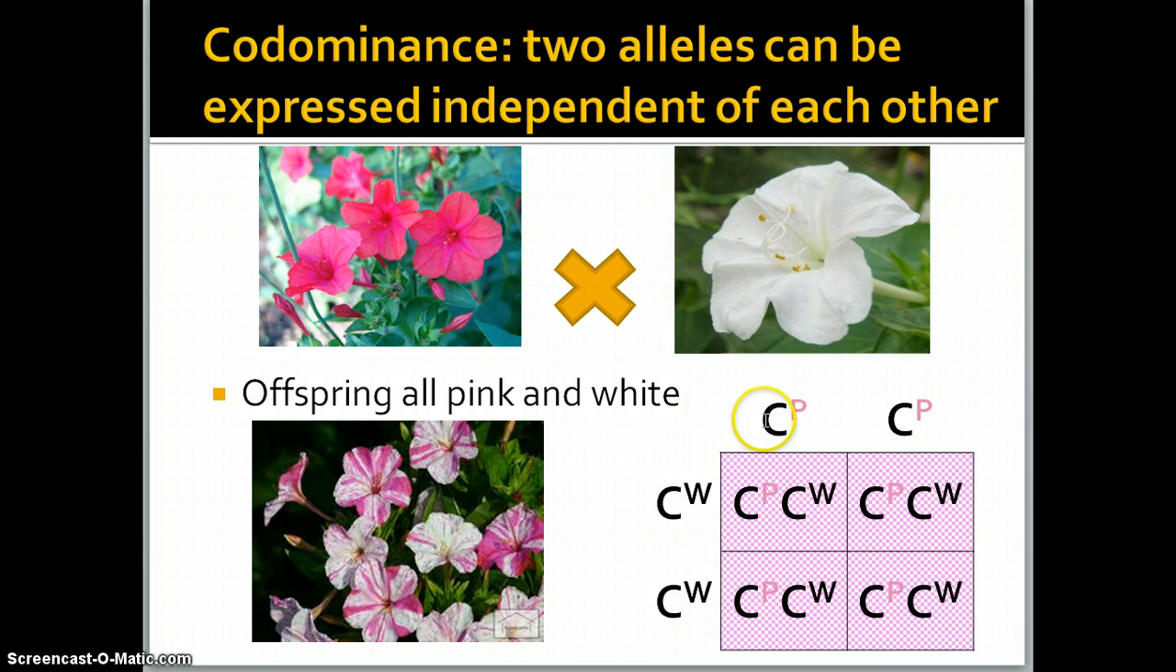So looking here, this is how we denote codominance. Usually a dominant letter means a dominant trait. So because they're both dominant, you should have two capital letters. And then you use a superscript to denote the different variations of that dominant trait. So if you have a pink with a white, you're going to get pink and white expressed at the same time. And that's how codominance works.